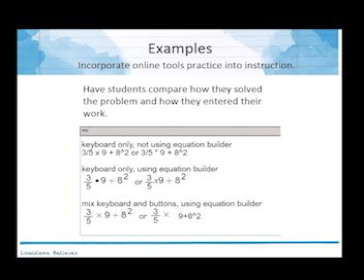Then the second one is a mix. They're using the keyboard and using the equation builder at the same time. And then the third one is a mix of keyboard buttons and the equation builder. And so all of these responses are correct, even though they look wildly different. And that's okay. We want students to become familiar with those online tools so they can type it the best way that works for them.